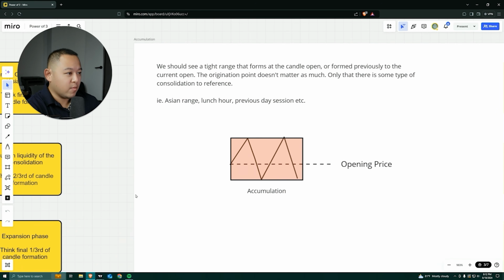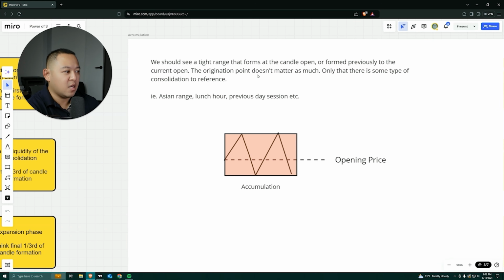Now, accumulation. We should see a tight range that forms at the candle open or previously to the current open. It doesn't necessarily need to be the Asian range is kind of what I'm getting at. This accumulation could come from multiple days. We might have multiple days in a consolidation, and then one specific day where we have news taking out one side of the accumulation. All right, so the origination point doesn't matter as much, only that there is some type of consolidation to reference.